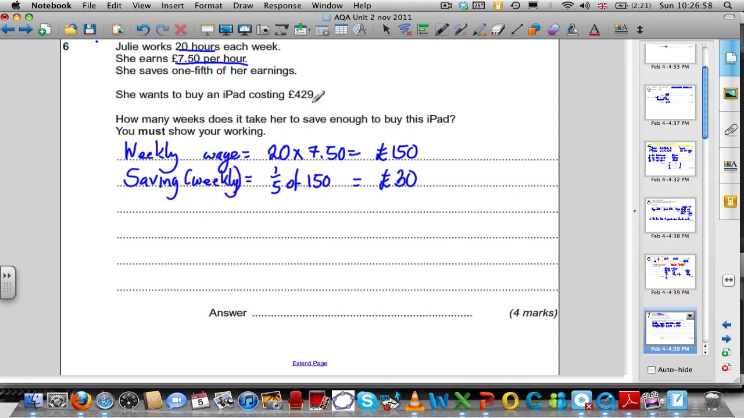She wants to buy an iPad costing £429. How many weeks does it take her to save enough to buy this iPad? Well, she's saving £30 a week. So what effectively we're working out is how many weeks does she need to save £30 to get £420?